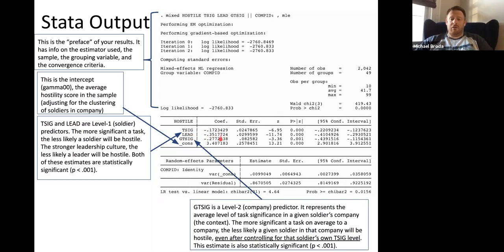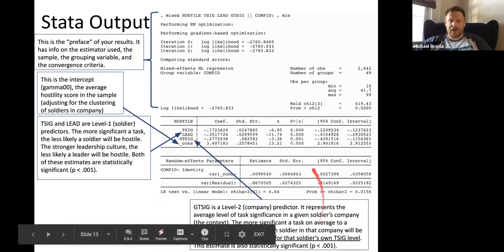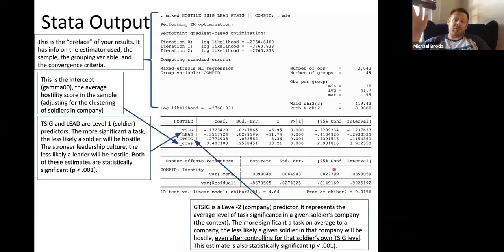And another note that all of this is controlling for the other variables in the model. So for example, when we interpret TSIG, that estimate would be when comparing 2 soldiers with the same perceived leadership. So we've adjusted for the perceived leadership. And in the opposite, when we're looking at the slope for leadership, we're comparing 2 people who have the same task significance. So that's what that notion of statistical control is doing, okay? So that part is pretty typical to a multi-level model.